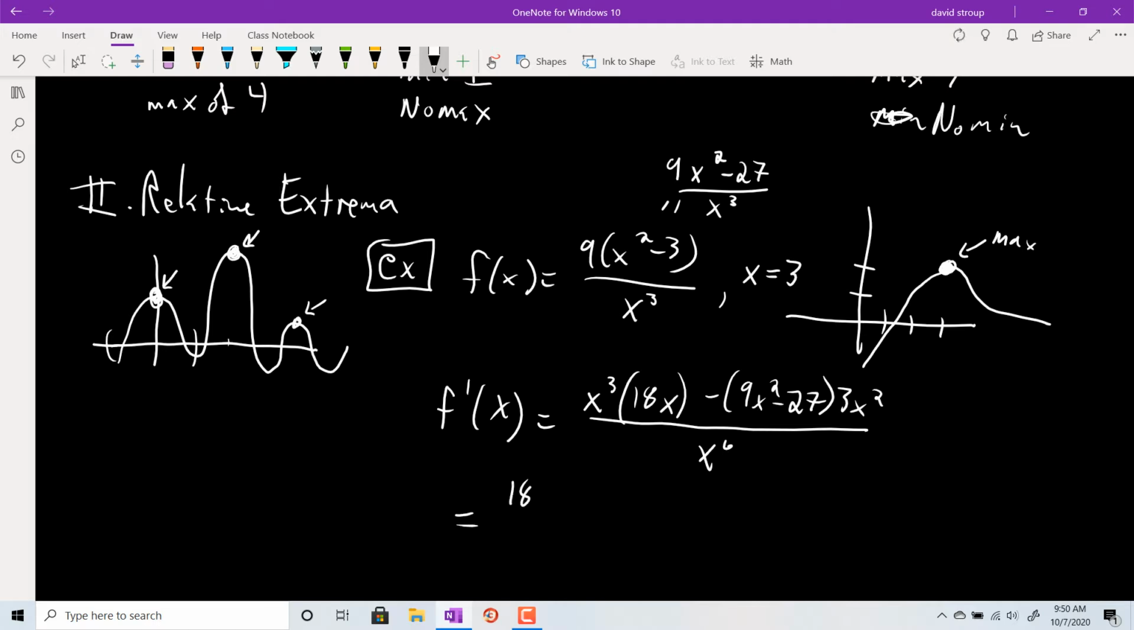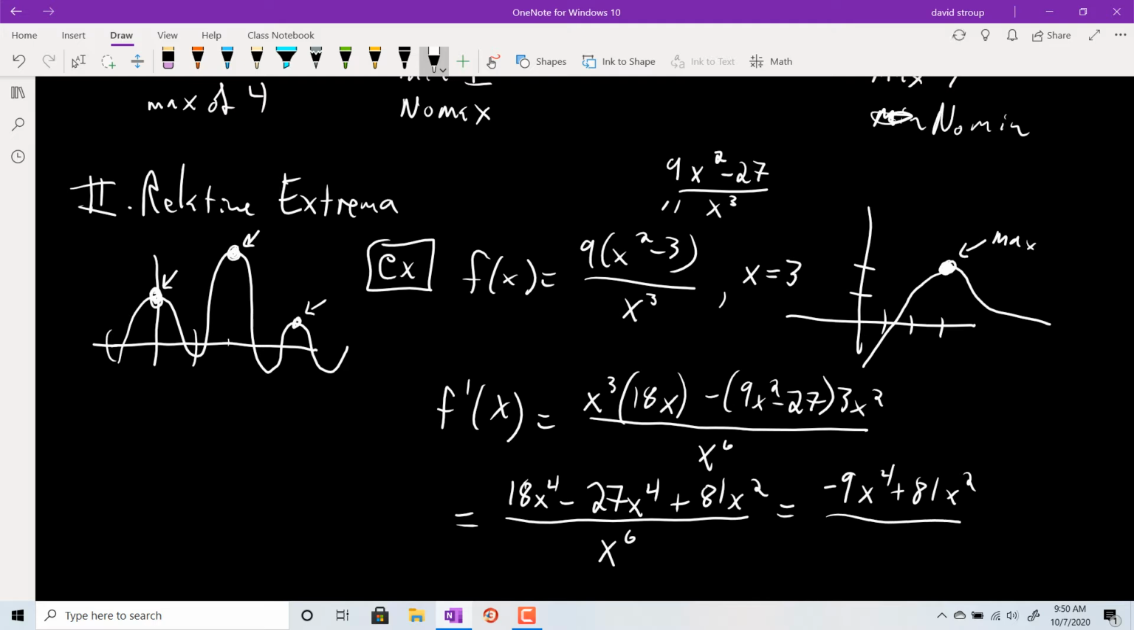So that'll equal 18x to the 4th minus 27x to the 4th plus 81x squared all over x to the 6th. 18 minus 27 looks like negative 9x to the 4th plus 81x squared all over x to the 6th. And we want to evaluate the derivative at this maximum value. So it occurs at x equals 3. We want to see what happens to the derivative. All right, so if I plug in 3, I'll get what?